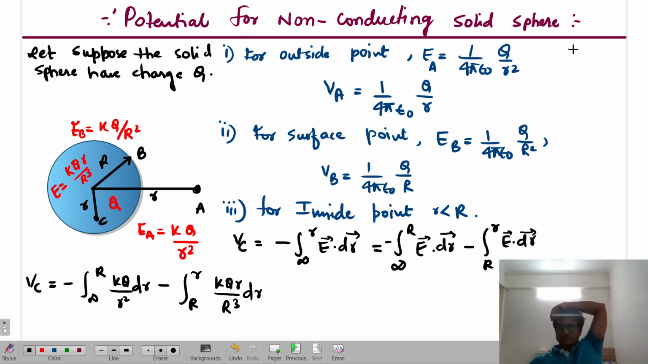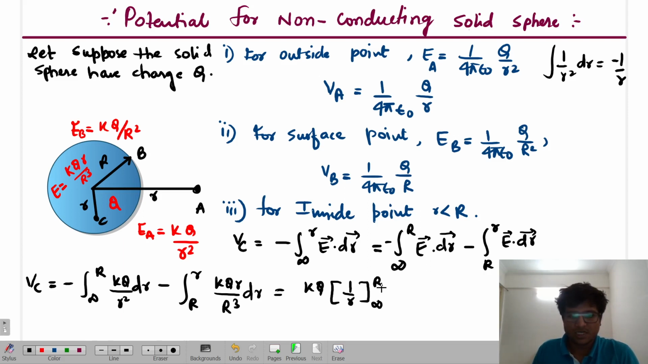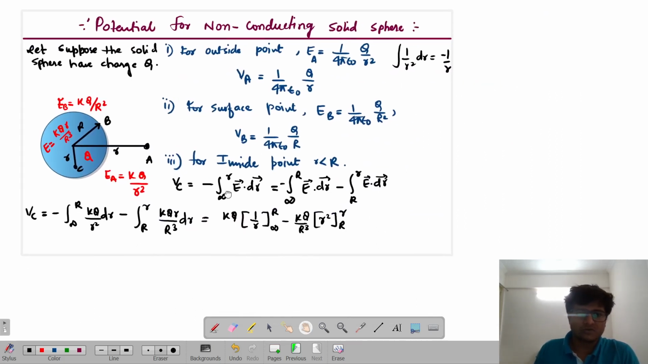Now for the first term, simply we know that integration of 1 by r square dr is minus 1 by r, isn't it? So I'll implement it over here. If I implement it over here, it is kq will be outside, 1 by r from infinity to capital R. But here kq by R cube is common and r dr will have. So r dr is r square by 2, isn't it? So r square from capital R to small r. Is that clear? So this is our potential term.